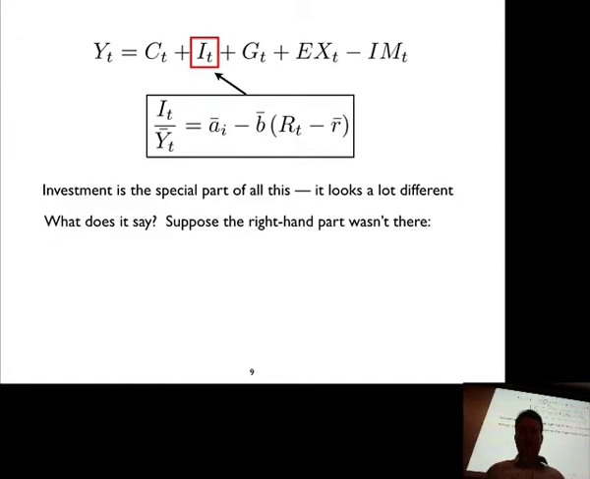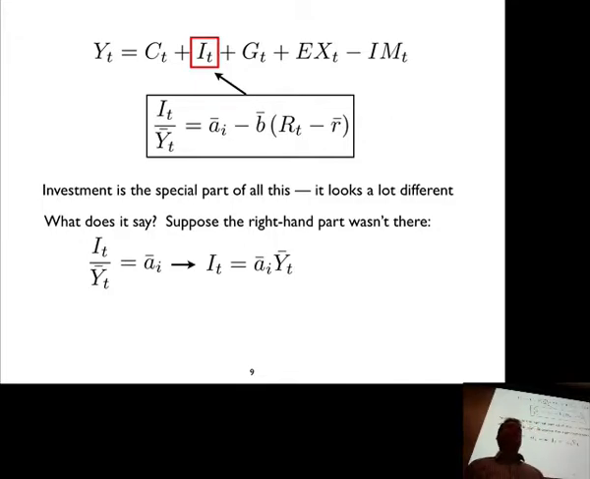And so what does this mean? Well, suppose the right-hand part wasn't there. It's just saying this, and if you multiplied through by y bar, you would see this, that investment is just the investment share times potential. So it's the same assumption as before, that if you didn't have interest rates that could vary up and down, that's the right-hand part of the right-hand side, you would find that investment is equal to some constant share of potential GDP.